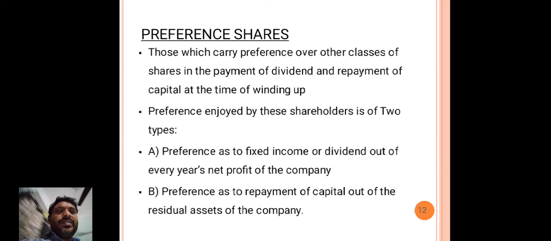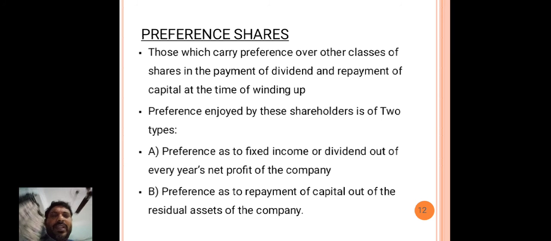In case of paying capital back, that is in case of winding up of a company, the capital will be paid back. In that situation also, the first priority goes to the preference shareholders. These shareholders enjoy preference.